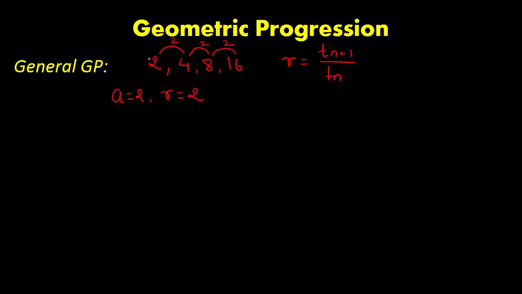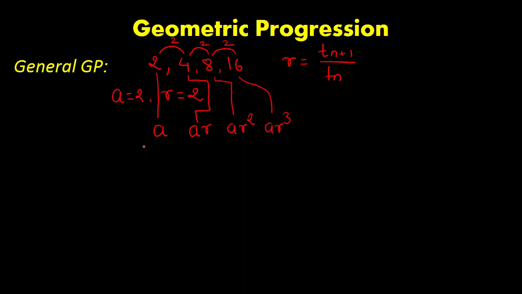How do you get the terms with the help of these two, A and R? The first term I can write as only A. The second term I can write as A into R. So 2 into 2 gives me 4. The third term I can write as A R square. Please verify. A is 2, R square becomes 4, so 4 into 2 is 8. The fourth term I can write as A R cube. So 2 cube is 8, into 2 is 16.